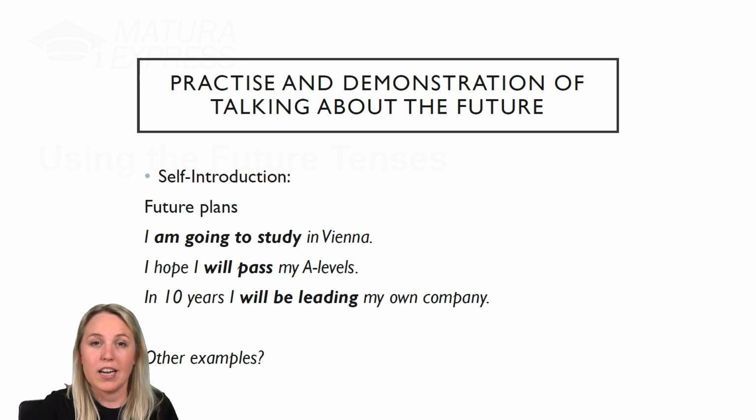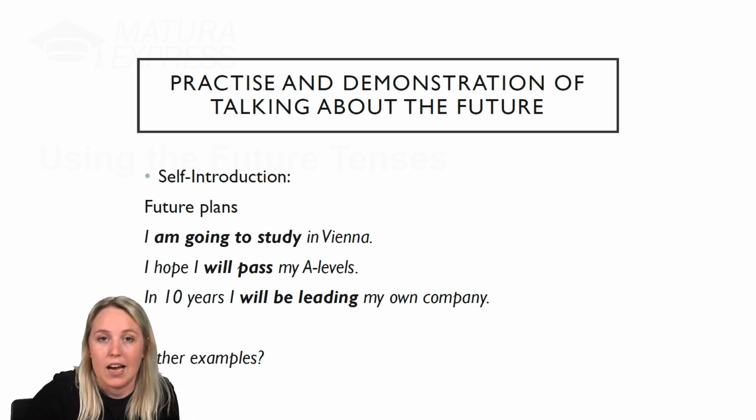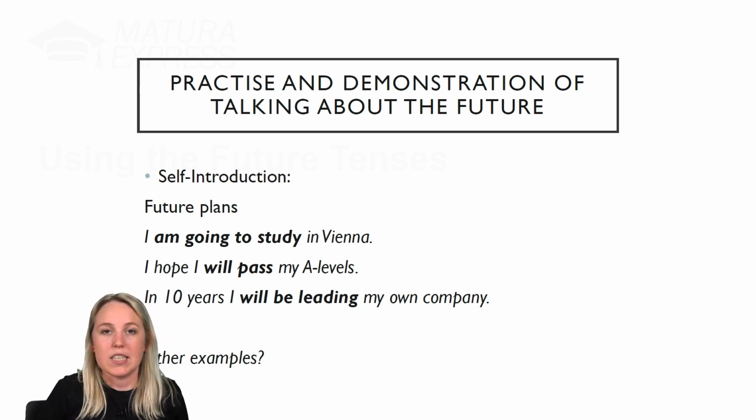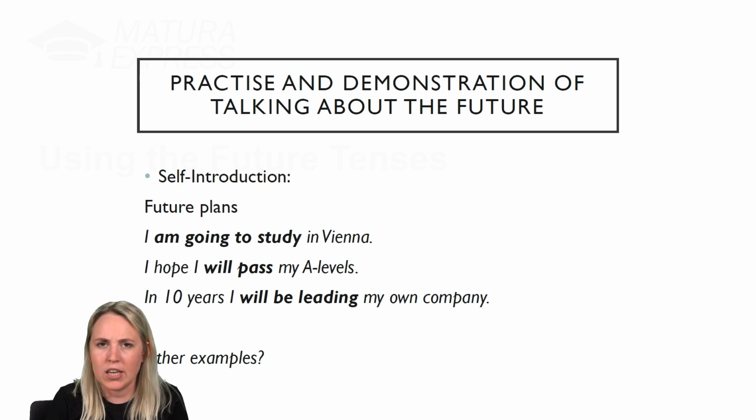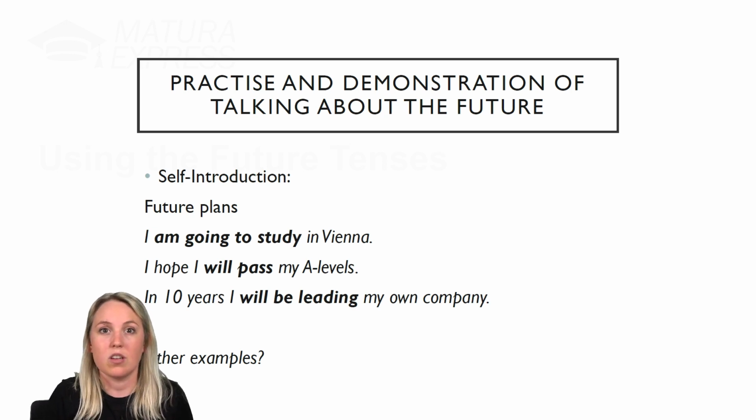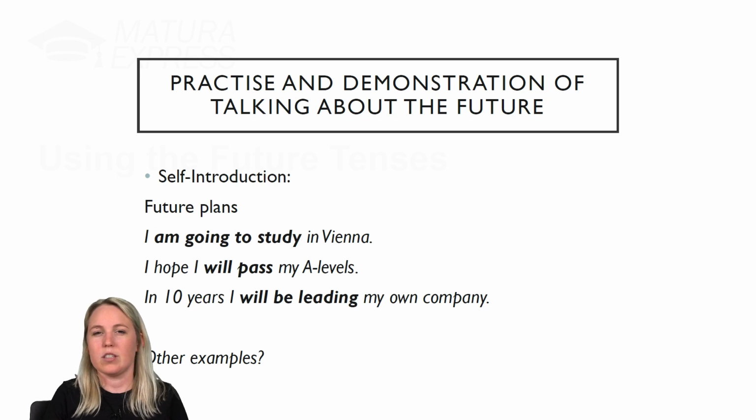So I have 3 example sentences for you that you could easily use in your self-introduction. For example, I am going to study in Vienna. So it's the going to future because it's fixed. So probably you've already looked for a flat in Vienna. You know which studies you want to start there. You found a university or whatever. So you're sure you want to move to Vienna and you want to study there. And that's why you are using the going to future to express that certainty.